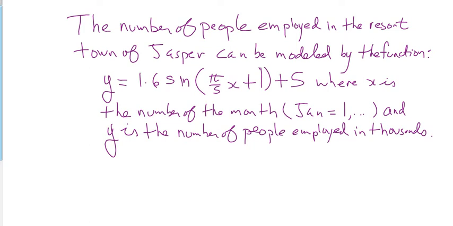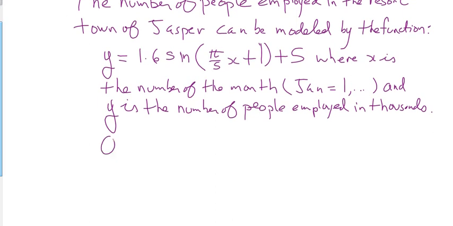All right, so let's do an analysis of this. On average, how many people are employed in Jasper? 5,000. Yeah, it's in thousands, right? Not 5. Okay, so on average, there are 5,000 people. So that's the D value, right? D is the median or the average, the middle number.